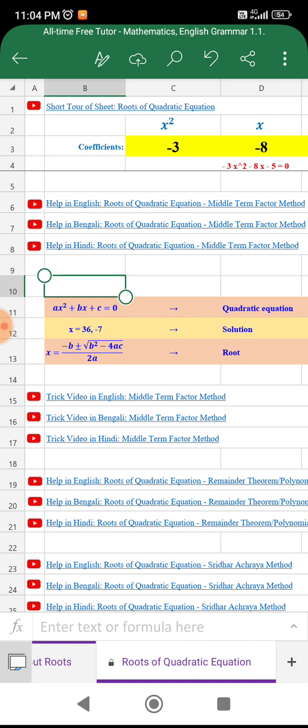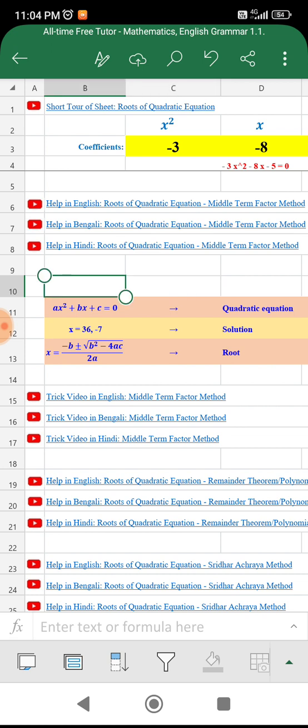Today we'll learn the middle term factor method to find the roots of a quadratic equation. In general form, a quadratic equation can be written as ax square plus bx plus c equals 0. A general form can be written in this way.